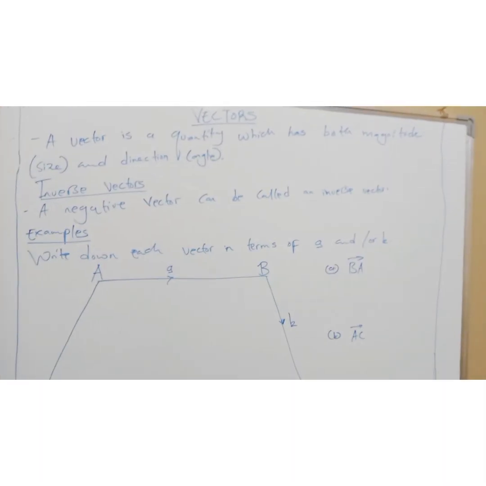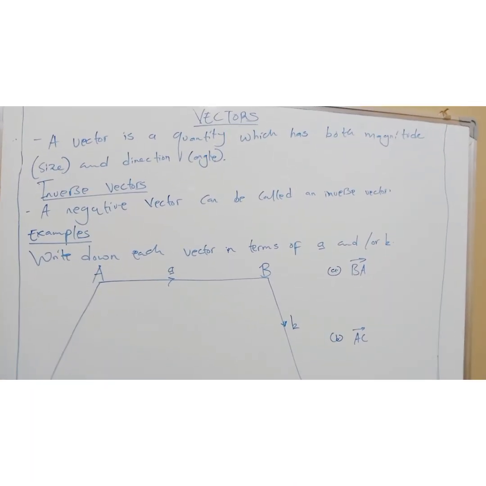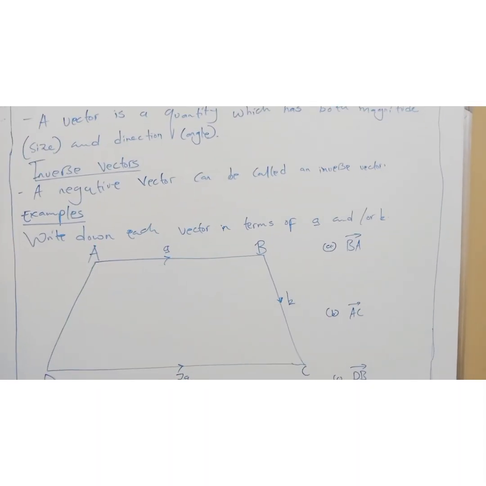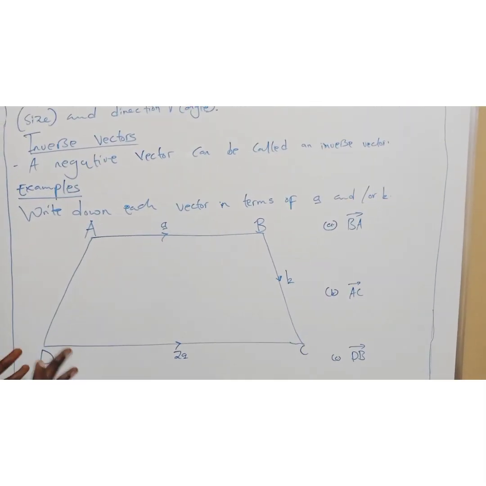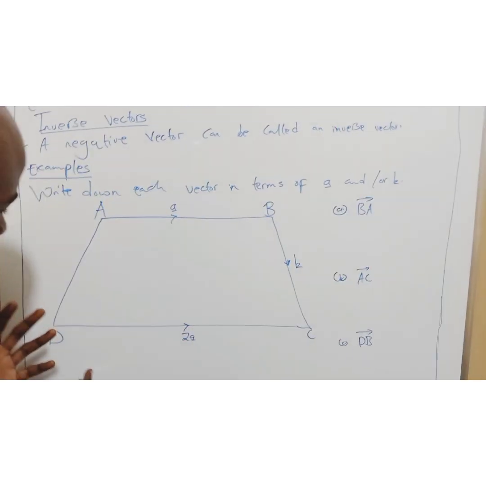Vectors. What is a vector? A vector is a quantity which has both magnitude, which is size, and direction, yeah? Then we have inverse vectors, and a negative vector can be called an inverse vector, simply meaning it goes against the direction. So come with me here.